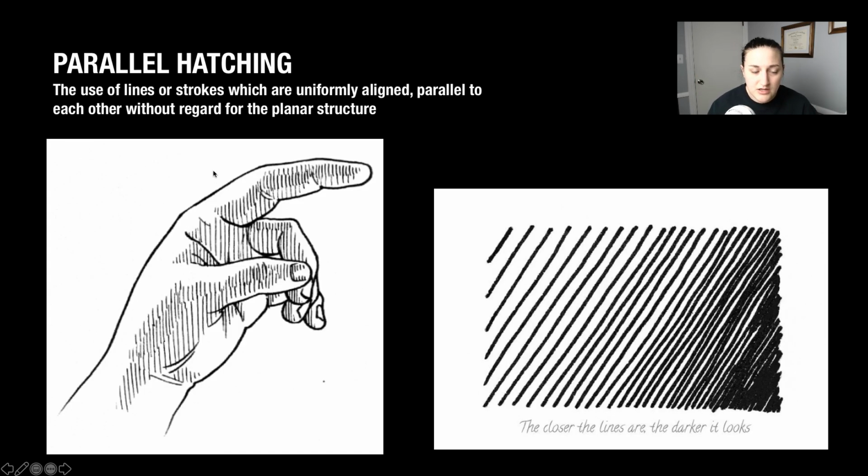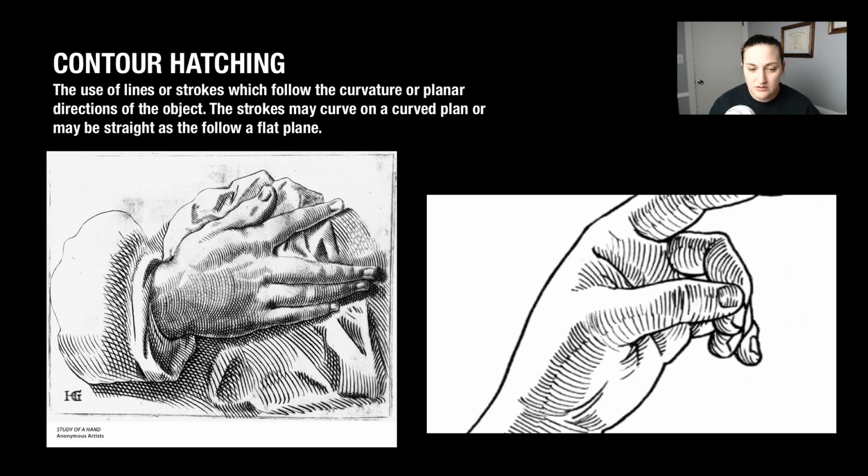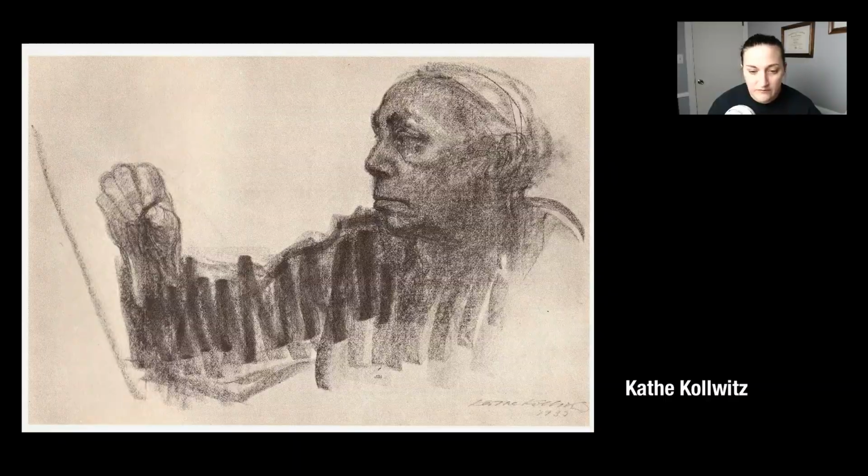Parallel hatching, the use of strokes uniformly aligned and not thinking about planar structure. So we're just simply using these straight lines, and again, that's more of a graphic look that we get. And then just strictly hatching, not overlaid. So that's the beginning form of using mark making, and then we build up to cross hatching from there.